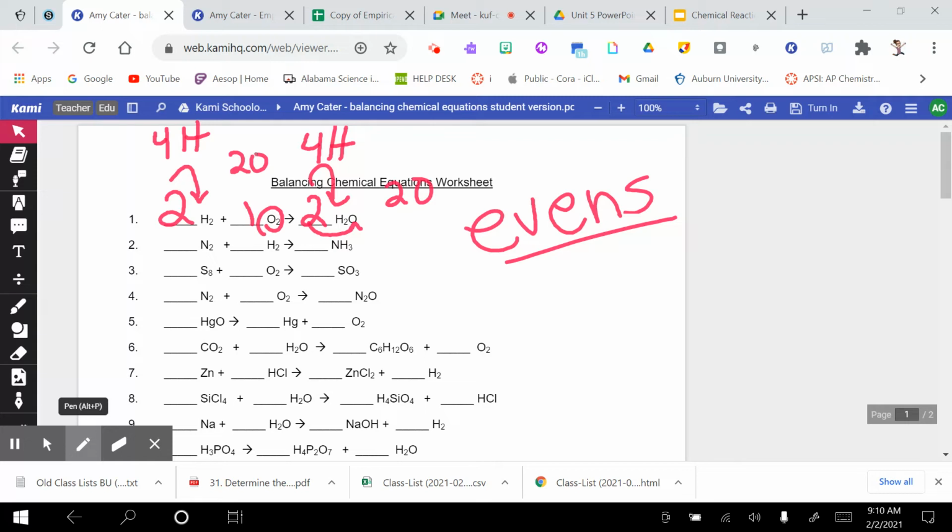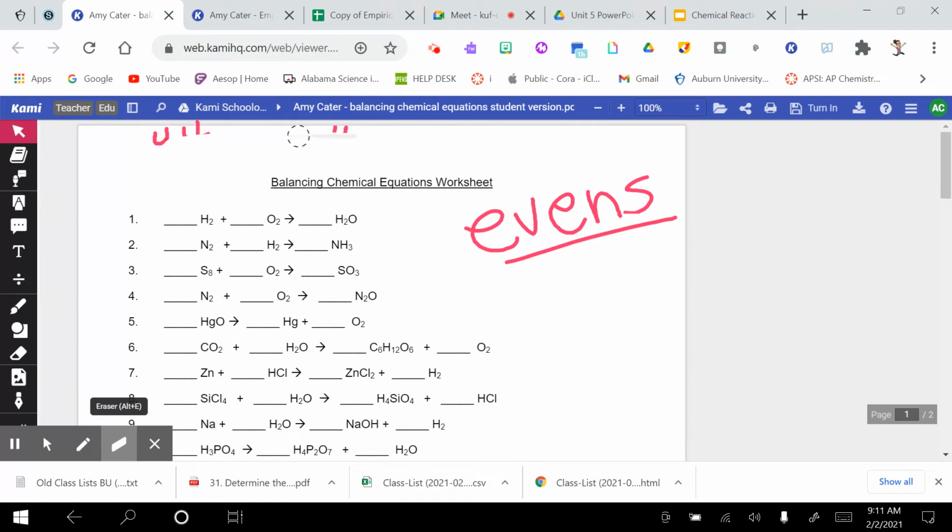All right, let's move on to the next one. Number 2. We're only doing evens, so let's skip down to number 4. We'll do number 4 together. Remember, we're only doing evens today. We have 2 nitrogens and 2 nitrogens. That's good. But again, we have 2 oxygens on the left and only 1 on the right. What are we going to do? Put a 2 there, which then means we also have to put a 2 here. Do we need to write the 1? No, you can leave it there. It's fine.